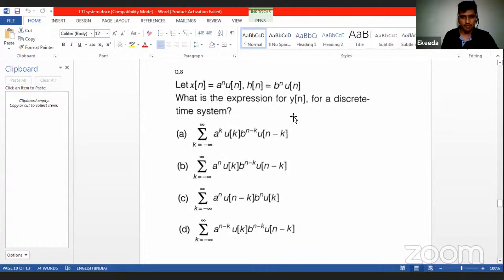This is basically a definition of convolution. They've directly asked what they have asked, that input output relationship. So this is a system h(n), this is output y(n), this is input x(n).